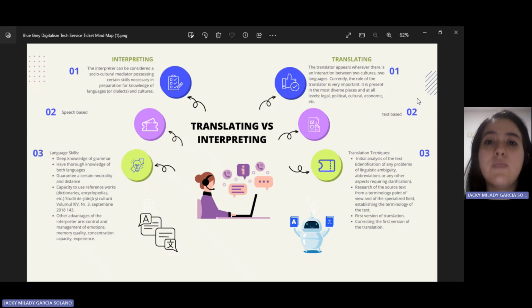Consecutive interpreting is the one in which the interpreter listens to a message, waits for the speaker to stop, and then he or she continues speaking. The other one is simultaneous interpreting, which is at the same pace. The speaker is giving the speech, and the interpreter is giving the message in the other language at the same time.